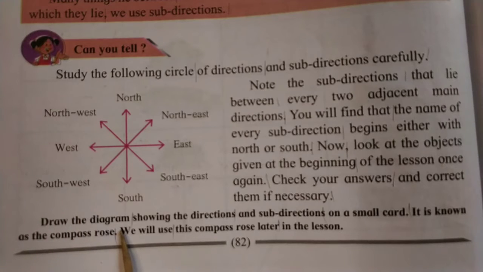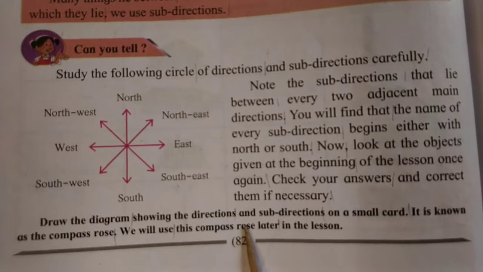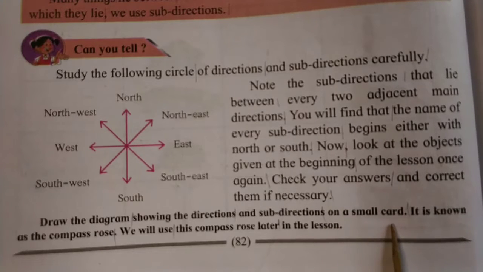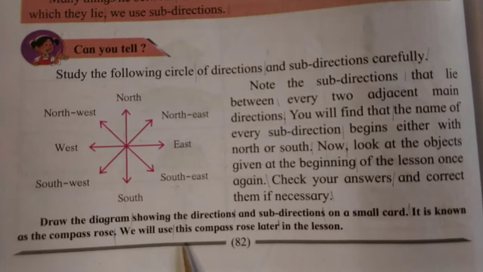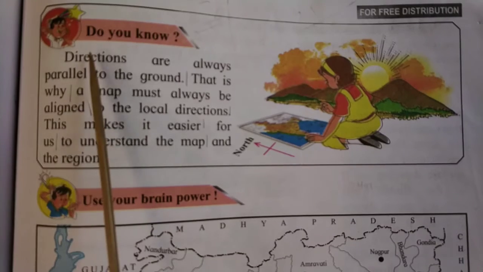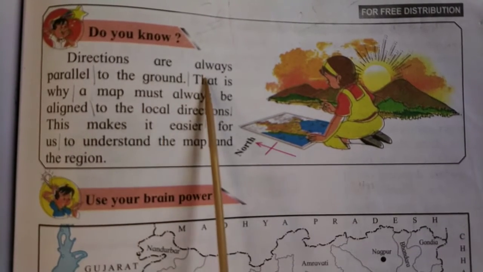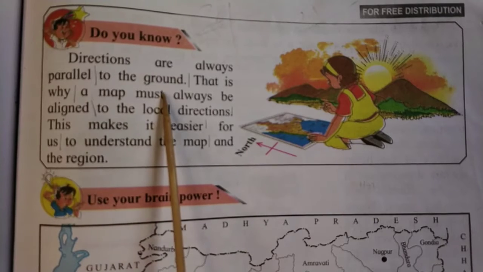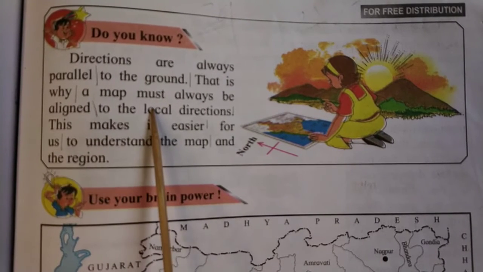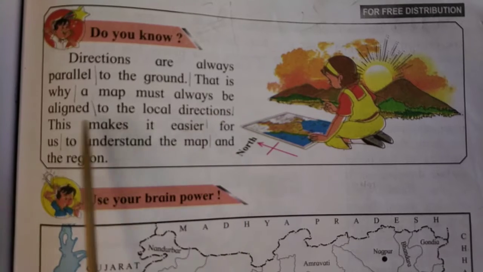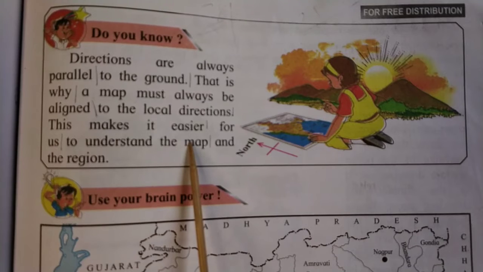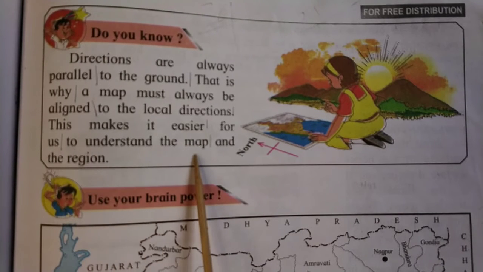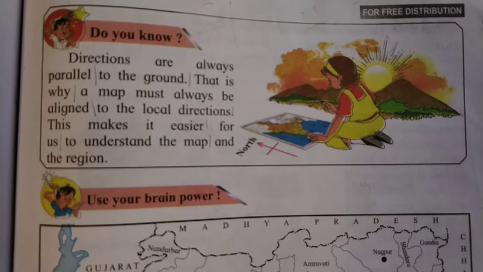Draw the diagram showing the directions and subdirections on a small card. It is known as a compass rose. We will use this compass rose later in the lesson. Do you know directions are always parallel to the ground? That is why a map must always be aligned to the local directions. This makes it easier for us to understand the map and the region.